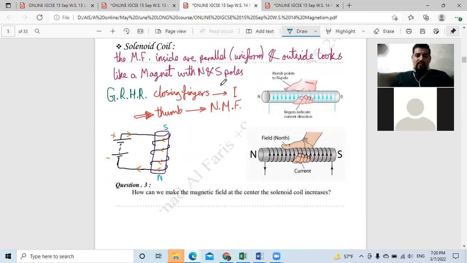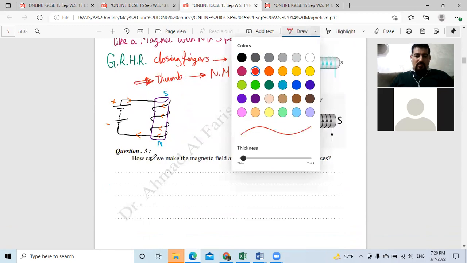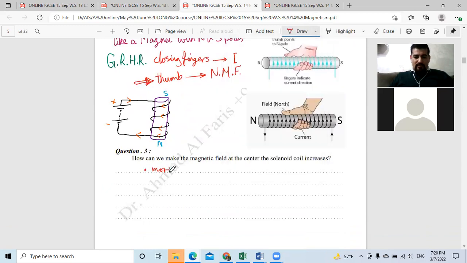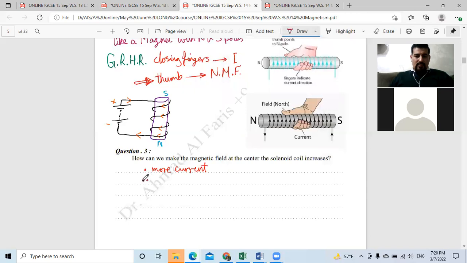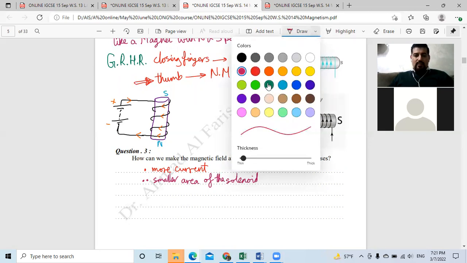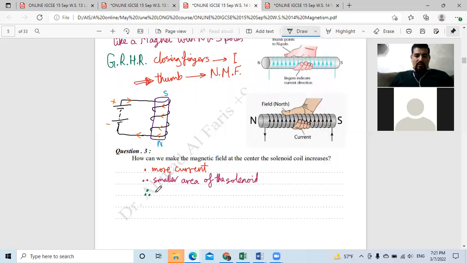Yes, bravo, excellent. So number 1, more current. Number 2, less radius, or smaller area of the solenoid. When I say the area here, I mean cross-section area. Okay. And number 3, more turns for the coil.